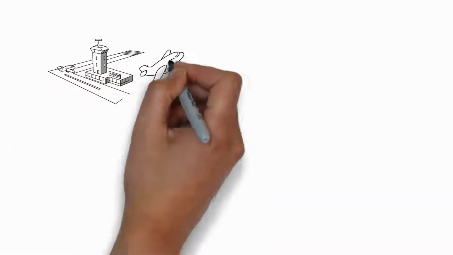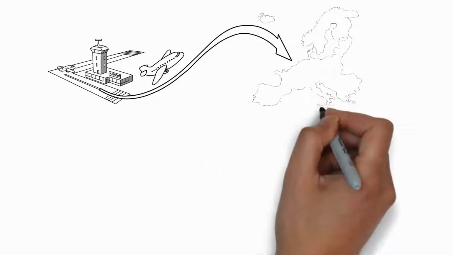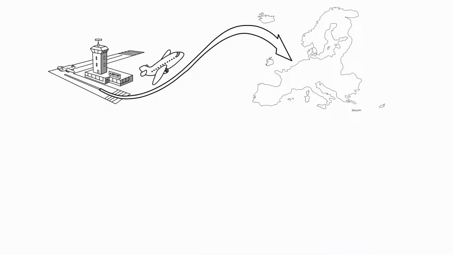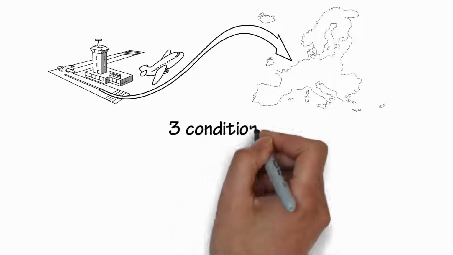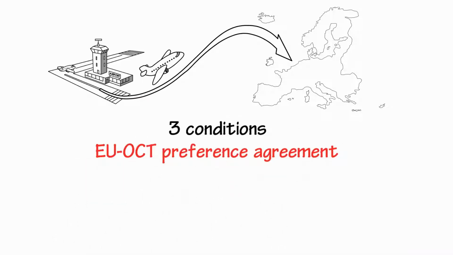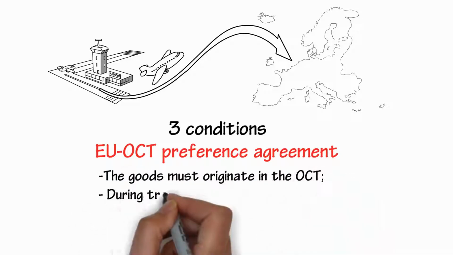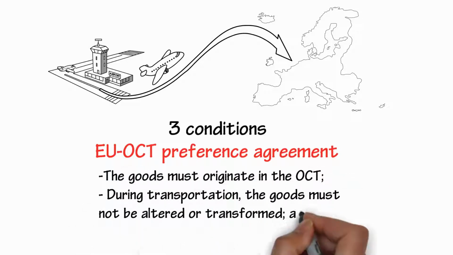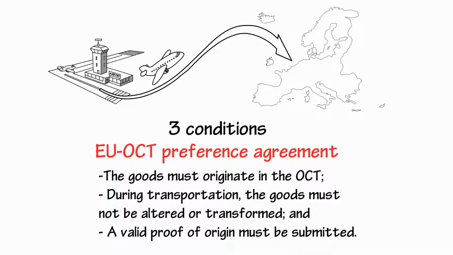For goods from the overseas countries and territories to benefit from duty-free access to the EU market, 3 conditions must be fulfilled under the EU OCT Preference Agreement. The goods must originate in the OCT. During transportation, the goods must not be altered or transformed, and a valid proof of origin must be submitted.